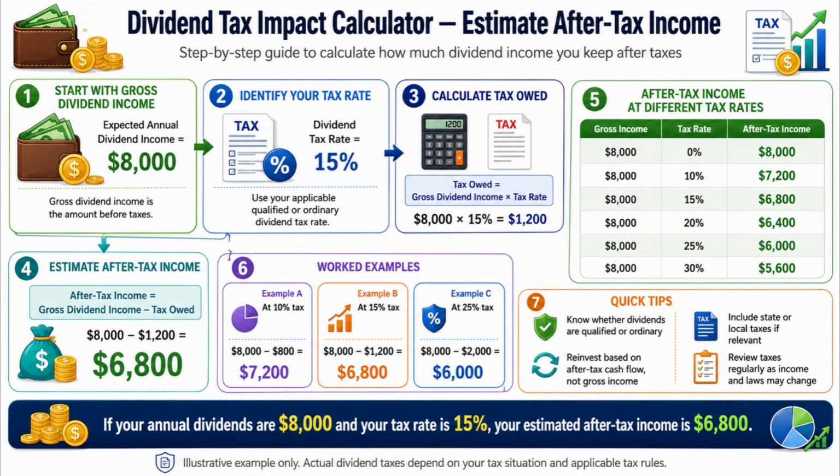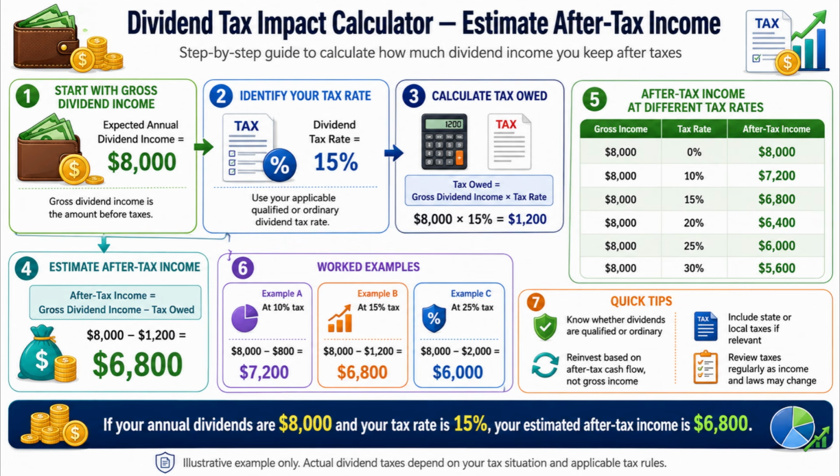Now, let's compare after-tax income at different tax rates. If the tax rate is 0%, the investor keeps the full $8,000. On the other hand, at 10% tax, the after-tax income becomes $7,200. Similarly, at 15% tax, the after-tax income becomes $6,800.